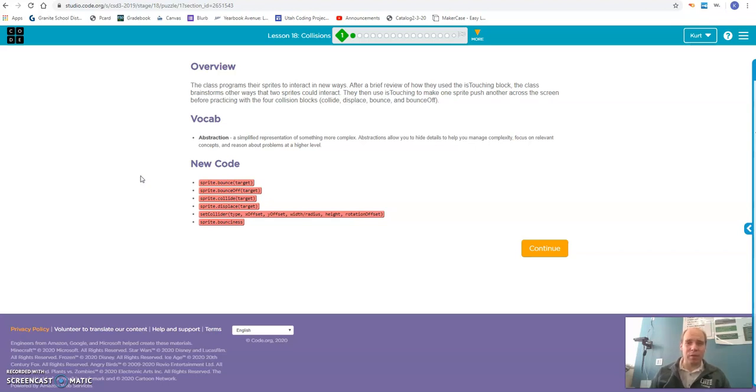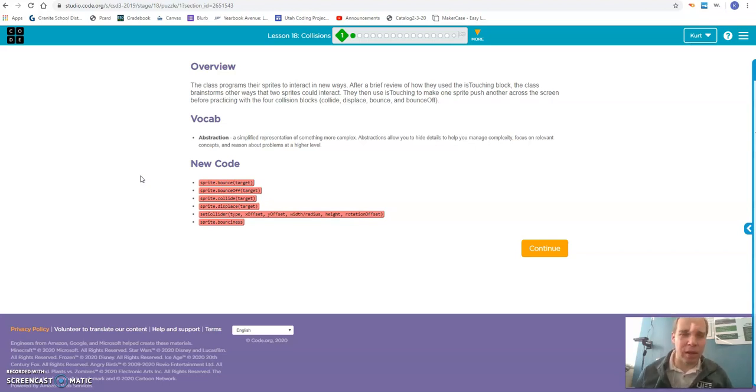After a brief review of how they use the is touching block, the class brainstorms other ways that two sprites can interact. They then use the is touching to make one sprite push off another or push another across the screen before practicing the 4 collision blocks. The 4 that we're going to be looking at today are collide, displace, bounce, and bounce off.